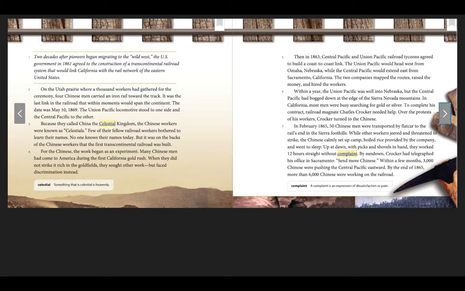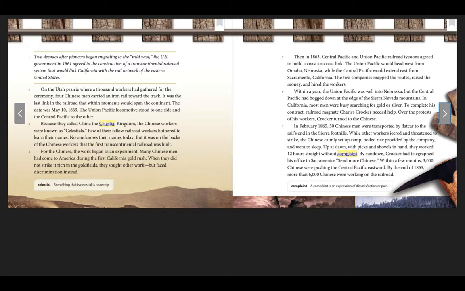Then, in 1863, Central Pacific and Union Pacific Railroad tycoons agreed to build a coast-to-coast link. The Union Pacific would head west from Omaha, Nebraska, while the Central Pacific would extend east from Sacramento, California. The two companies mapped out routes, raised money, and hired the workers. Within a year, the Union Pacific was well into Nebraska, but the Central Pacific had bogged down at the edge of the Sierra Nevada mountains.